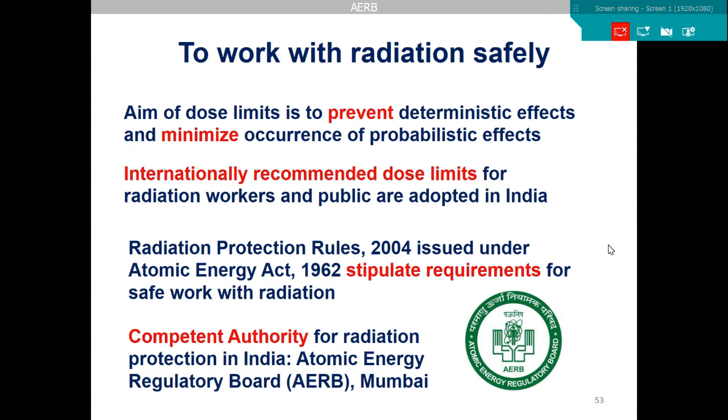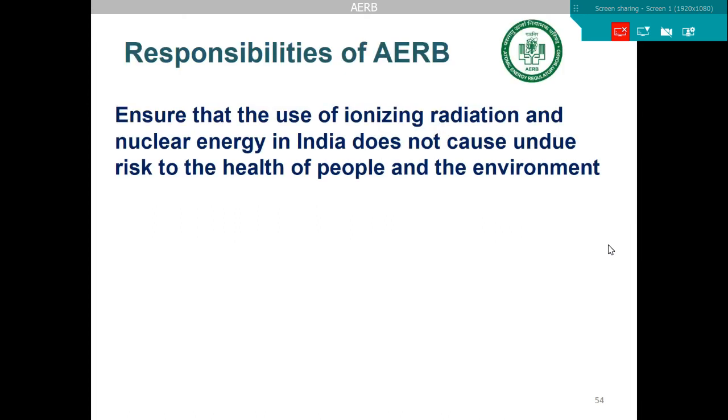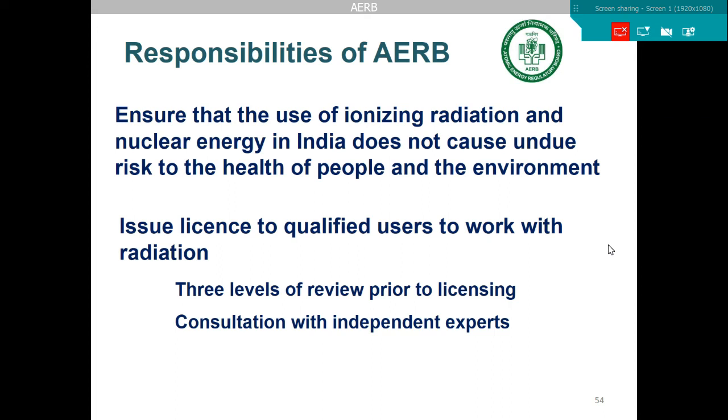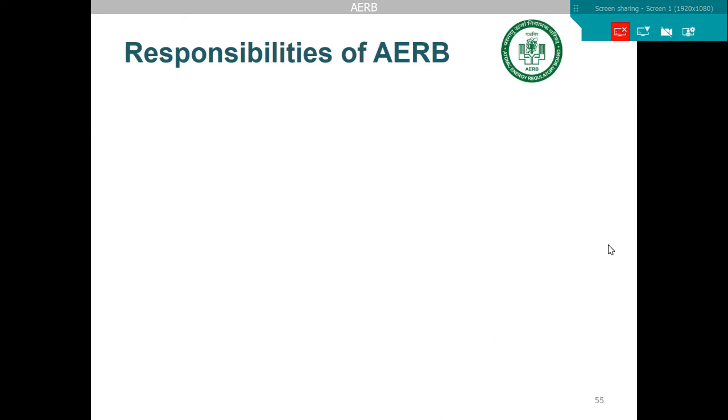Now, what is the role of AERB? This is the mission of AERB, you can find it outside: to ensure that the use of ionizing radiation and nuclear energy in India does not cause undue risk to the health of people and the environment. AERB functionally issues licenses to qualified users to work with radiation. And actually, 3 levels of review take place before licensing is given. And before licensing, AERB consults independent experts. In some major instances, consultation with the public is also carried out. This is how AERB carries out this responsibility.